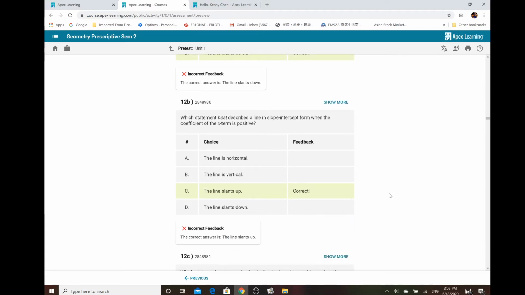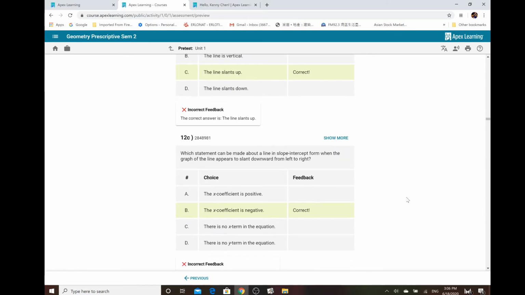And which statement best describes a line in slope-intercept form when the coefficient of the x term is positive? That means the line is increasing, so the line slants up. And which statement is best about a line when the graph appears to slant downward from left to right? Slant downward from left to right, so that means the x coefficient is negative.